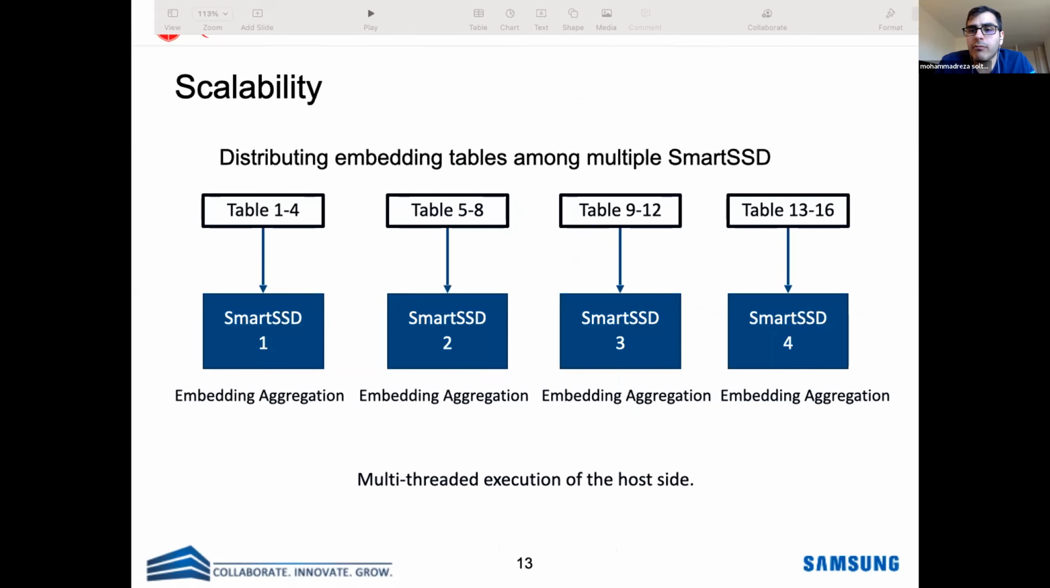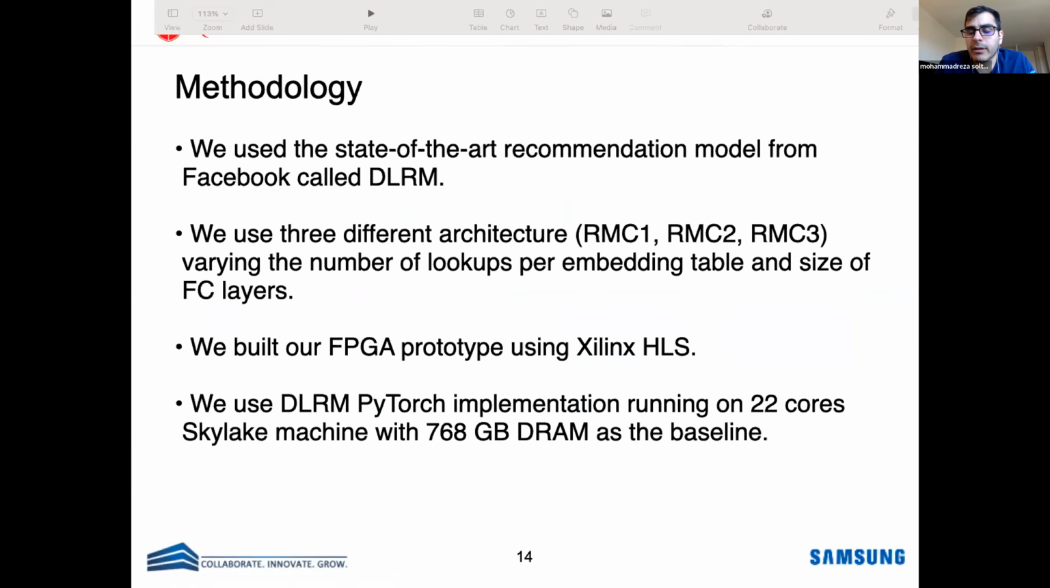The final aspect that I want to talk about is scalability. This large-scale system is composed of many different embedding tables. One advantage of a smart SSD is that we can divide these embedding tables among multiple smart SSDs, and by doing so, we can do the embedding aggregation operations on different FPGAs on different smart SSDs. The good thing is all these smart SSDs can be managed by one single host CPU. Now let's talk about the evaluation.